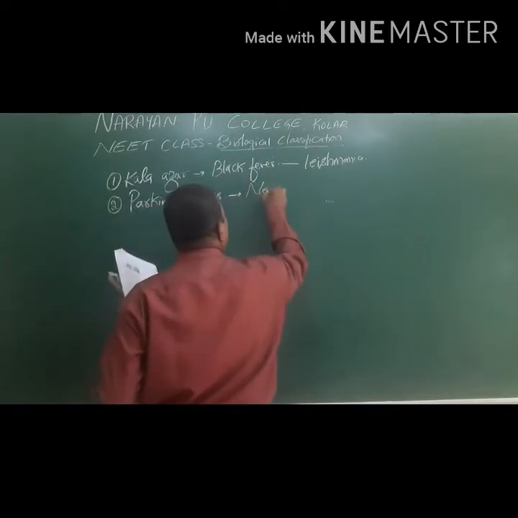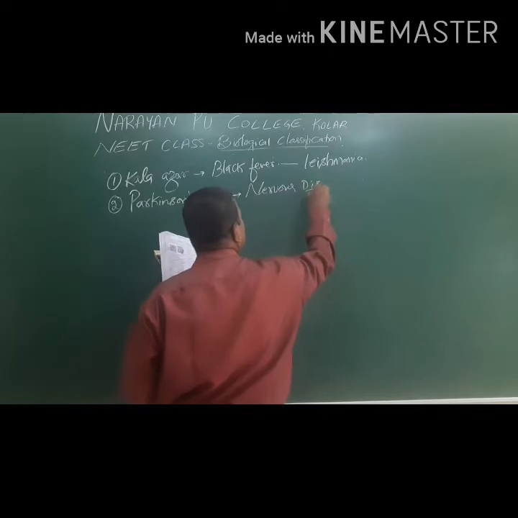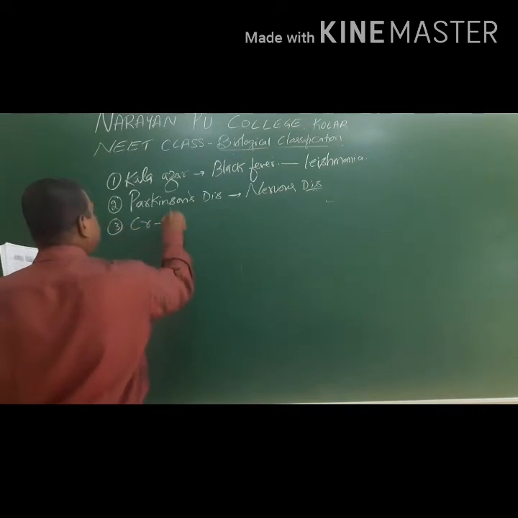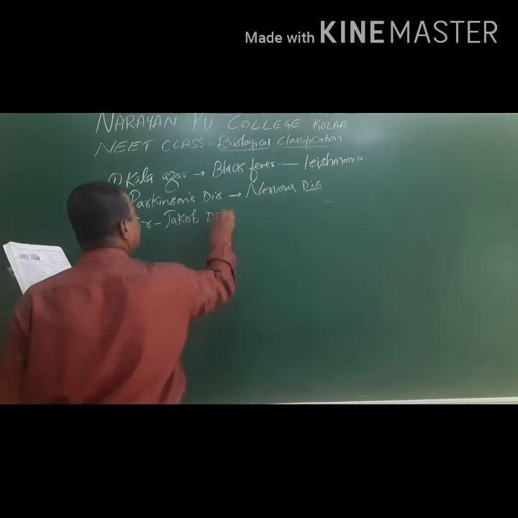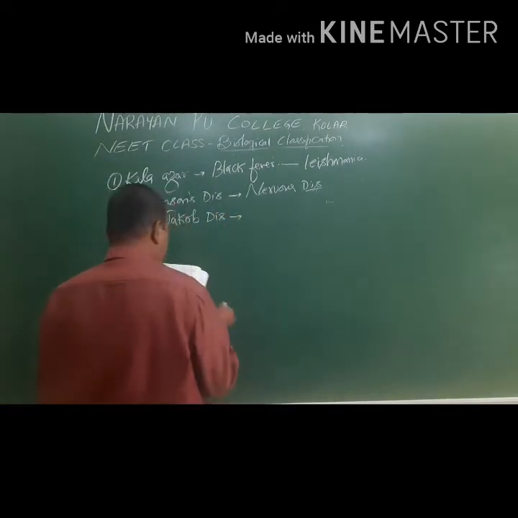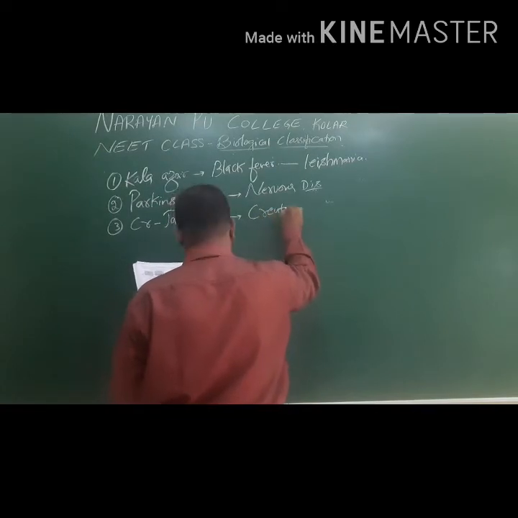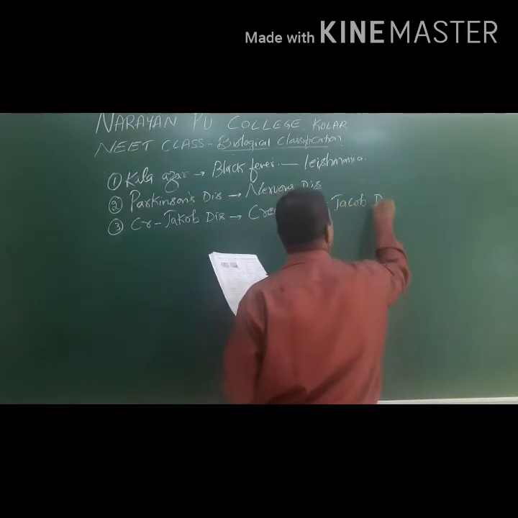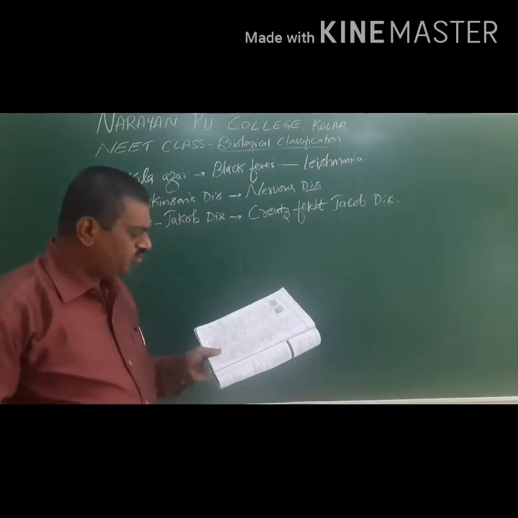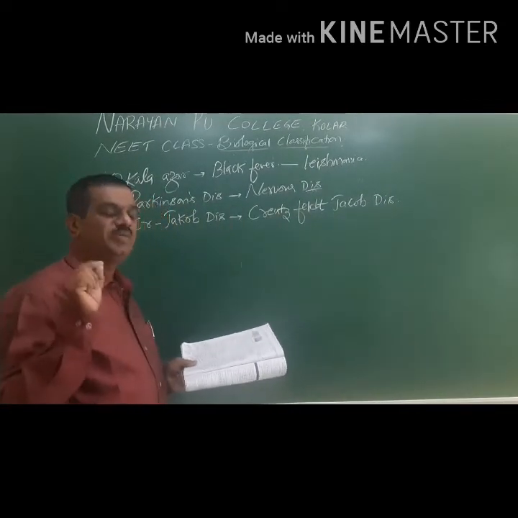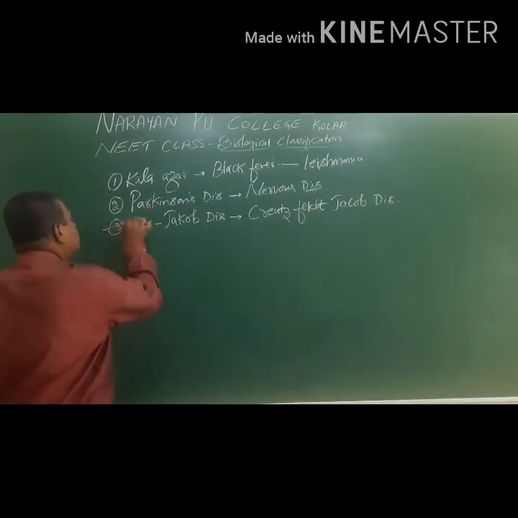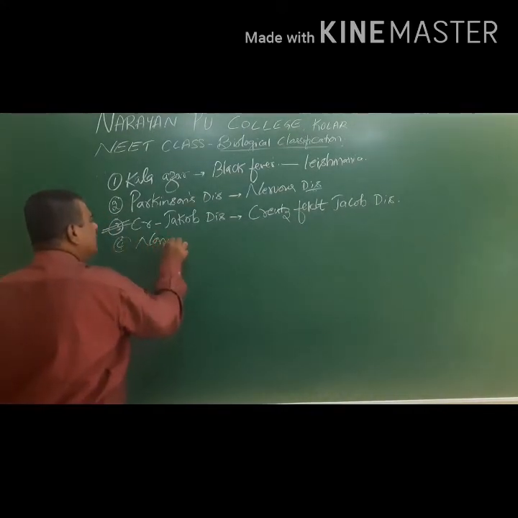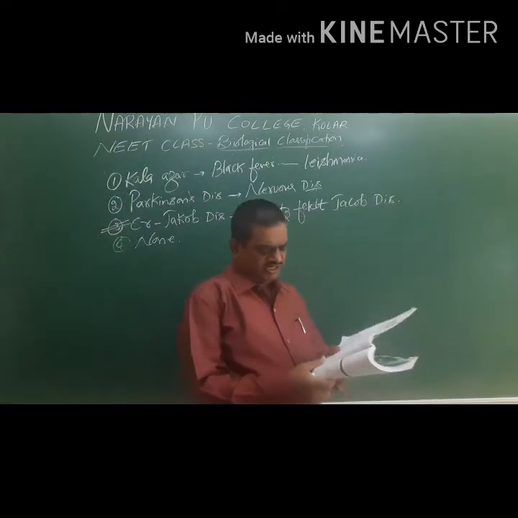Parkinson's disease is one of the nervous diseases. The third option is Creutzfeldt-Jakob disease. Here, bovine spongiform encephalopathy is similar to Creutzfeldt-Jakob disease. This is the right answer. And the fourth one is none of the above. So here the third option is right.